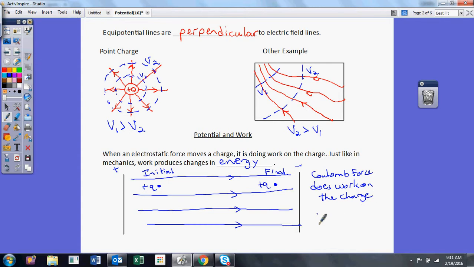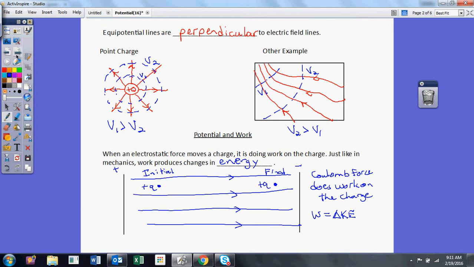And that work is equal to the change in kinetic energy of the charge. That's the work energy theorem. I'm getting a little sloppy. I think we just use K instead of KE for kinetic energy, so hopefully I haven't confused anybody with that. Okay.